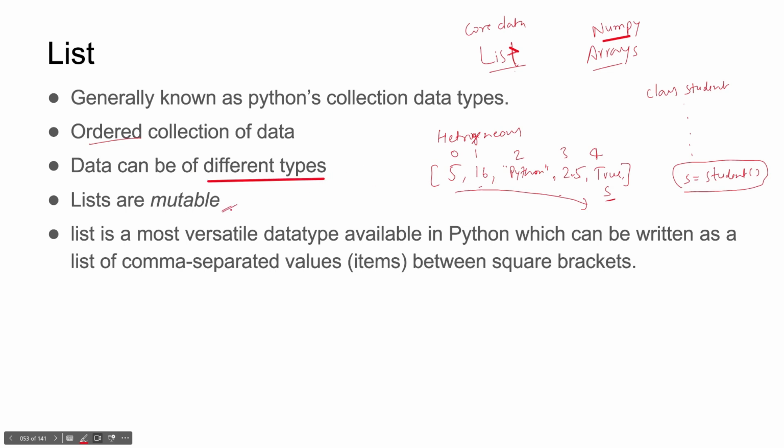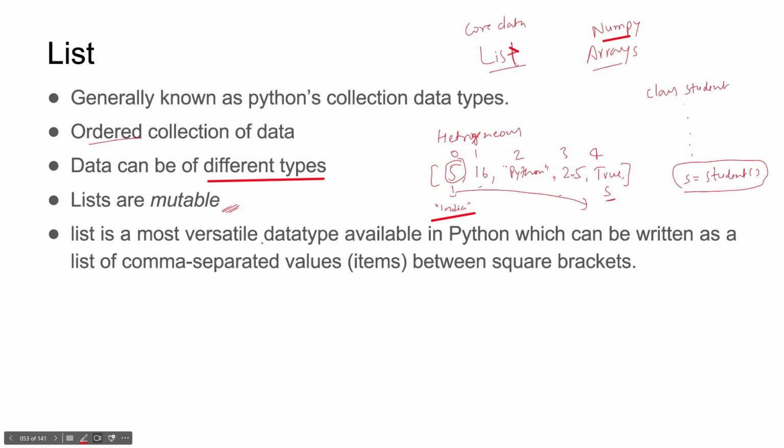It is mutable. A string is immutable, but lists are mutable. It means you can update values. If you want, you can update this 5 to any other value. For example, I want to update this with India, right? So you can update this. I will show you with a program also.